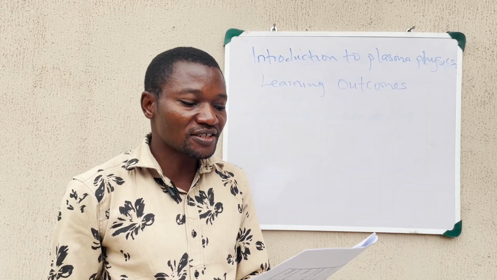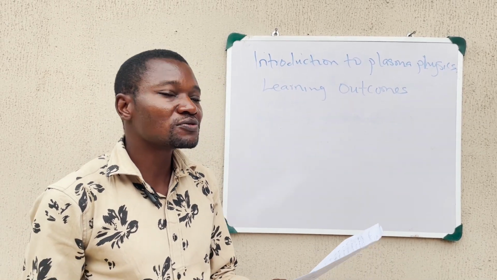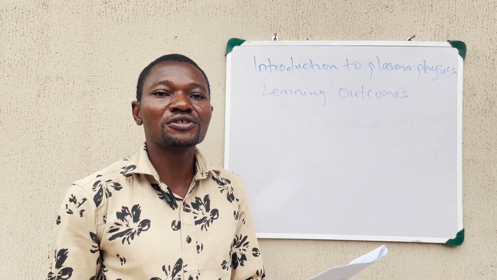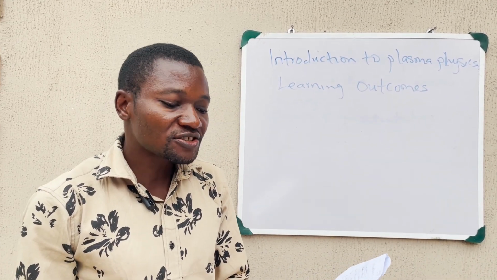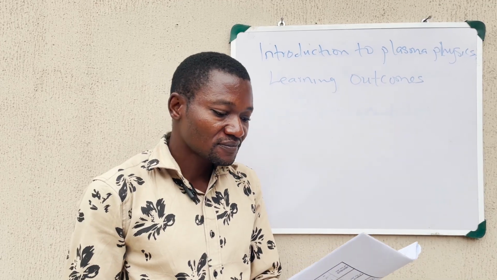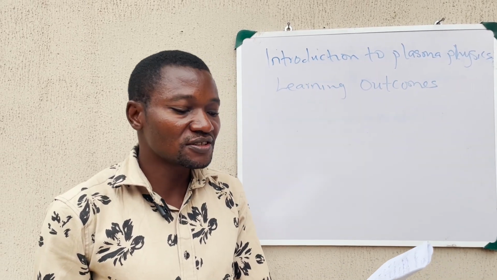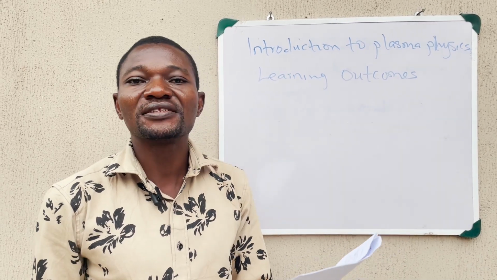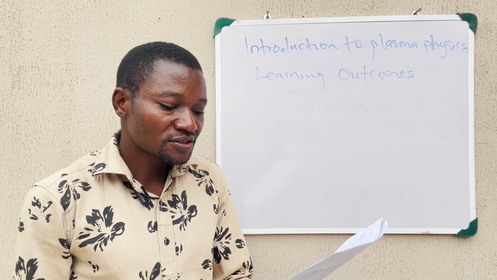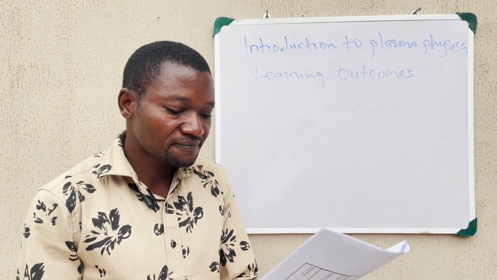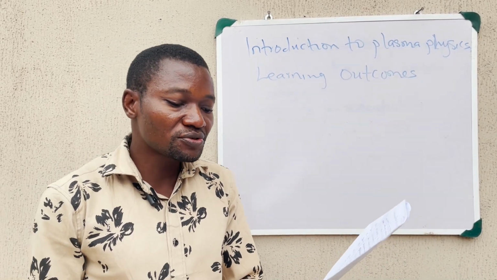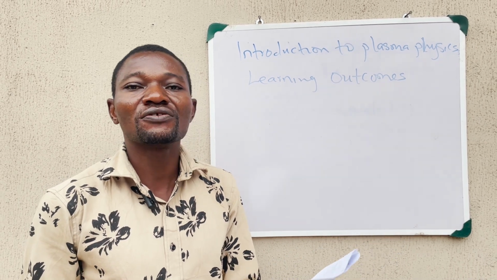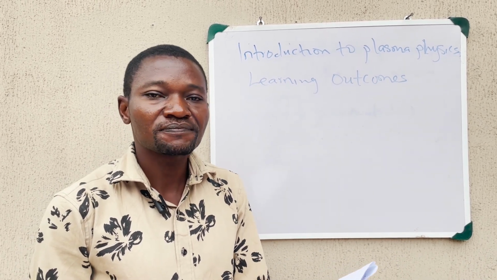History of the term plasma. We shall look at what plasma is all about. Analogy of plasma formation. Plasma state and quasi-neutrality. We shall look at what plasma physics is all about. Examples of plasma, mean free path and cross section. We shall compare the four states of matter. We shall look at Debye shielding and Debye length. And lastly, application of plasma in industry.